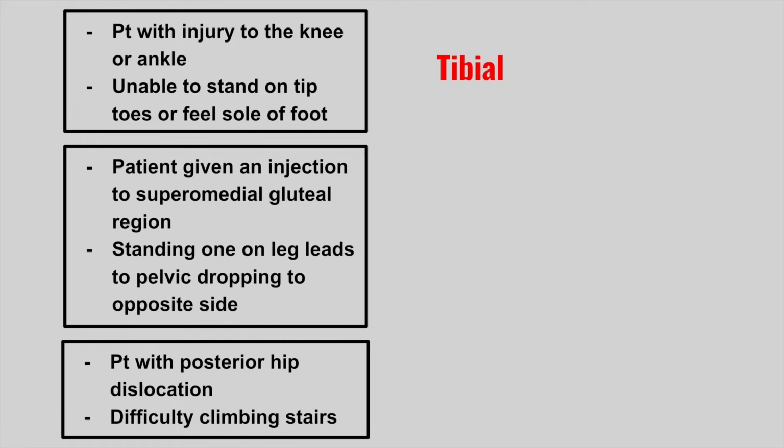Okay, and the tibial nerve, and the last one we talked about, the common fibular peroneal nerve, are branches of the sciatic nerve.